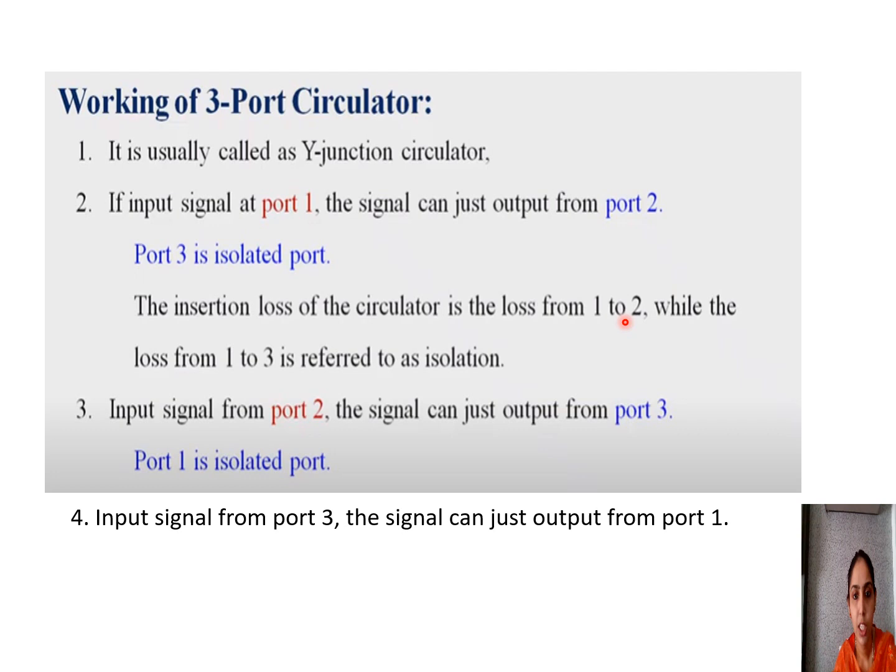Similarly for the other ports, say input we are applying at port 2, the output will be from port 3. During that time, port 1 is the isolated port. Similarly from port 3, it will again appear at port 1. Since it is a 3-port circulator, it can also be called a Y-junction circulator.